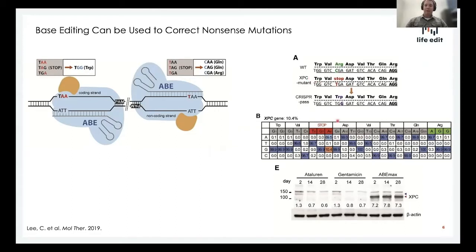So in this case, the target A was able to be converted to a G roughly 10% of the time. And while this rate of editing seems rather low, it was significant enough to boost levels of full-length XPC protein to levels that were significantly higher than cells that were treated with either altilurin or gentamicin, which are two small molecules that are known to promote read-through of stop codons at a low level.